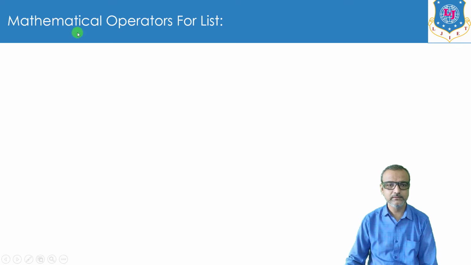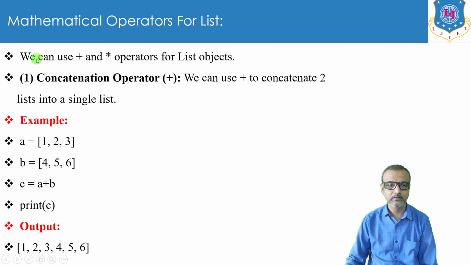First of all, we will see mathematical operators for list. We can use plus and star operators for list objects. First of all, we will see the plus operator, that is also called the concatenation operator. We can use plus to concatenate two lists into a single list.